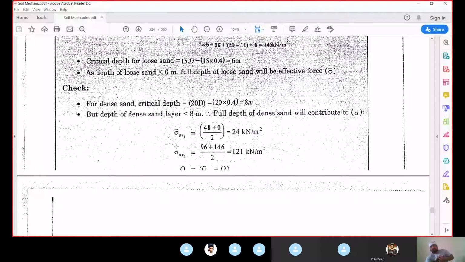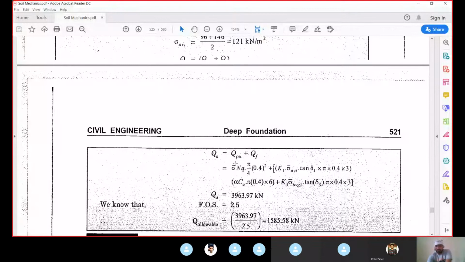Now Qpu for the granular soil, we will have sigma bar. In this case, we will not have cohesion just because this is a loose sand layer. So sigma bar Nq into pi by 4 into d square, plus this equation that they are computing: K1 into sigma average 1 into tan delta 1 into surface area. This is surface area, pi into diameter into length. For the loose sand, the length is 3 meter. Plus alpha Cu, this is for the clay layer.